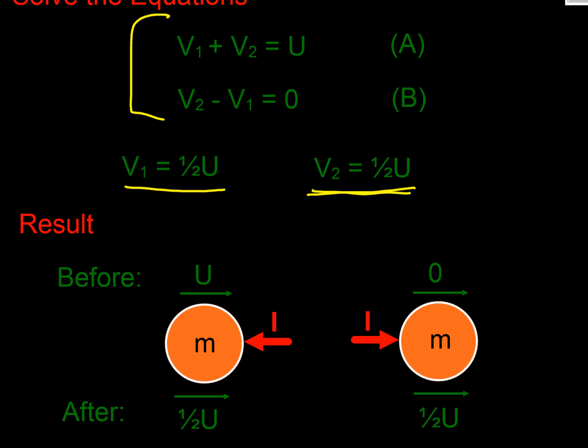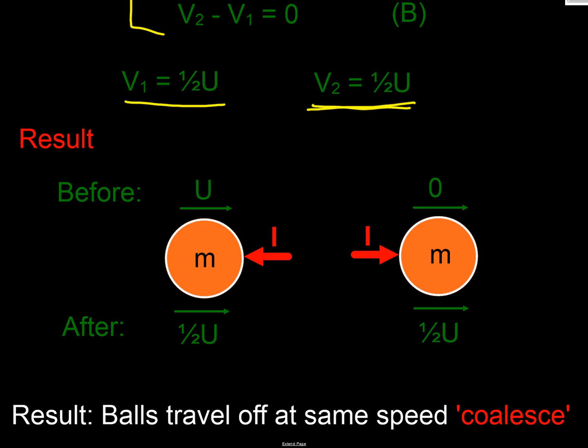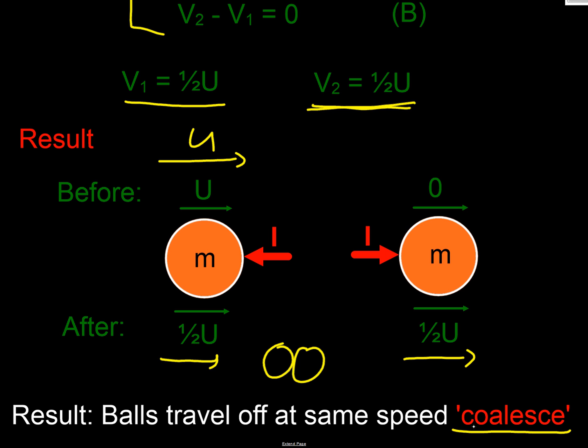Here we go. So if I look at my final setup, this ball came in at u, and both of them go out at the same speed of a half u. So they're effectively going out side by side, and that's called coalescing. You'll note as well that we haven't got conservation of energy here.